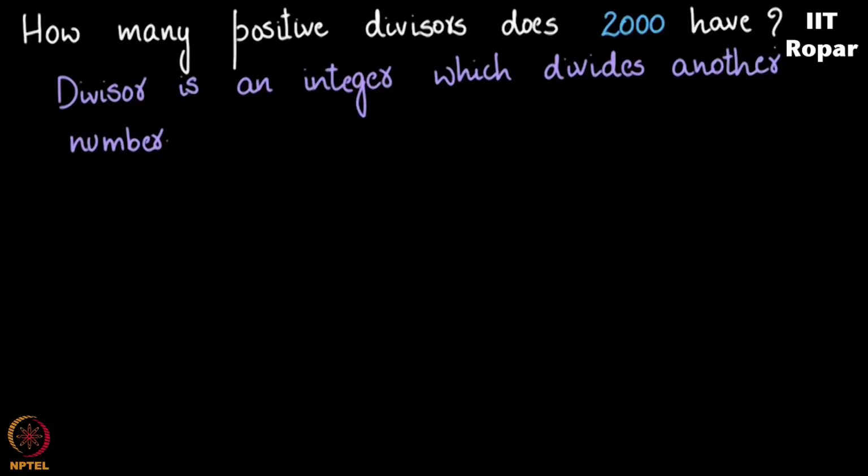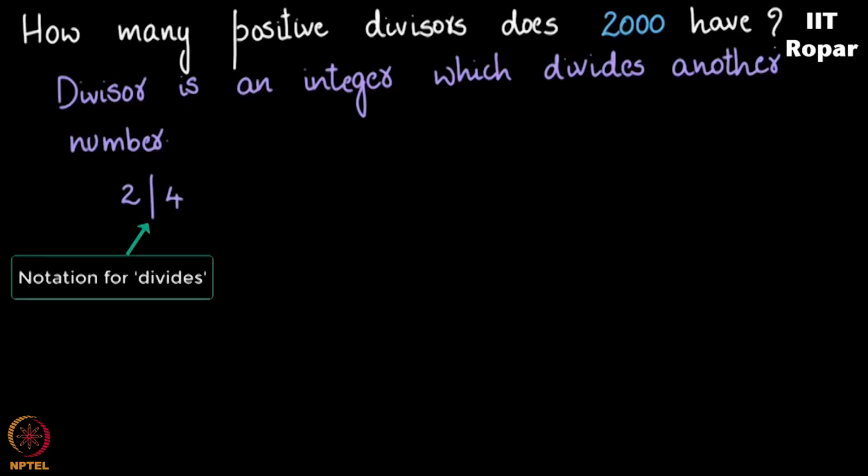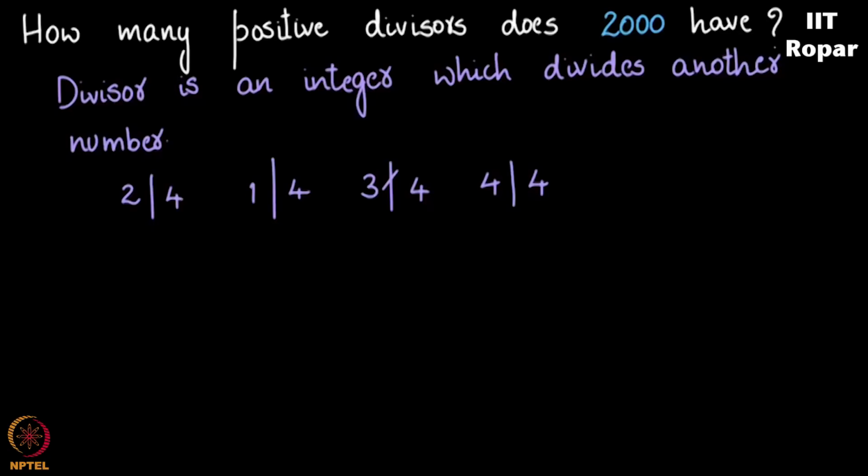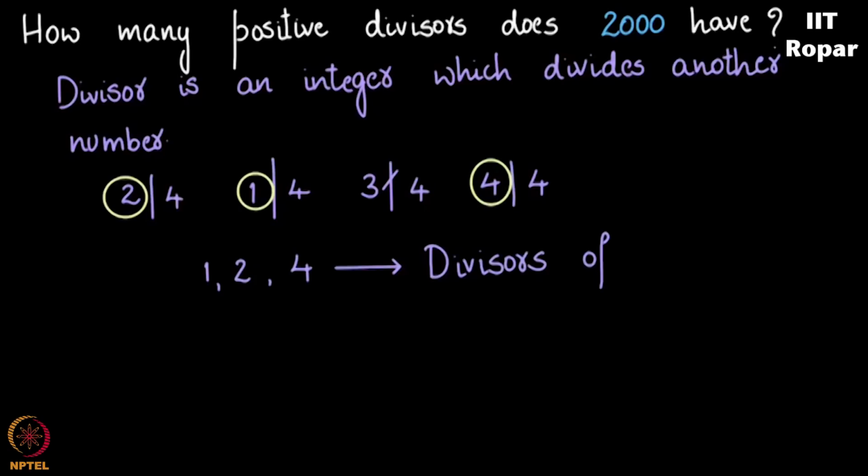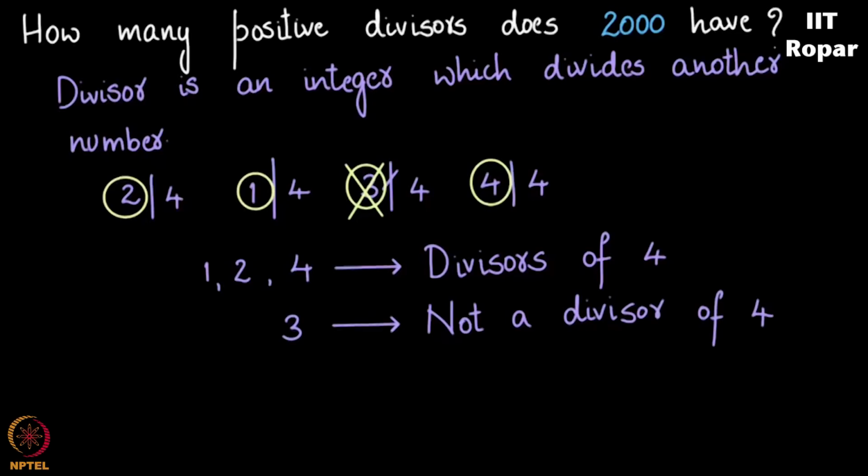Consider the number 4. 2 divides 4, 1 divides 4, 3 does not divide 4, and 4 also divides 4. So you see, these numbers 1, 2 and 4 are the divisors of 4. And 3 is not a divisor of 4 because it does not divide 4. 5 divides 10, hence it's a divisor of 10. Divisors are also called factors. So let us get back to the question.